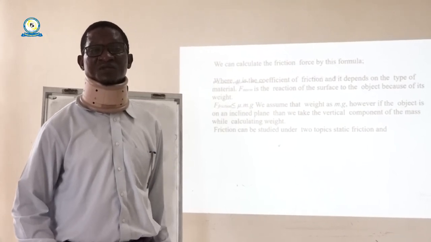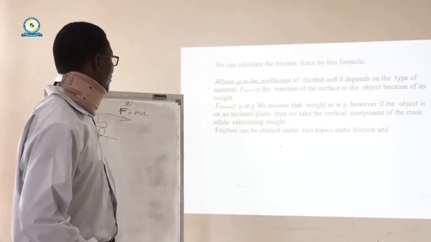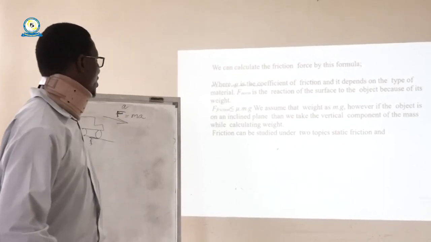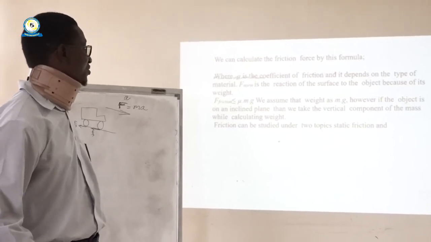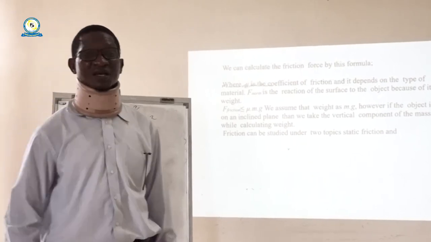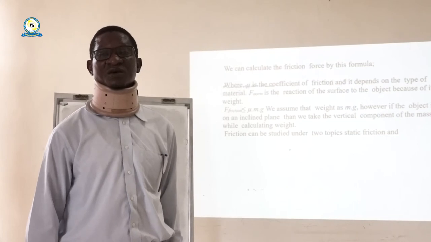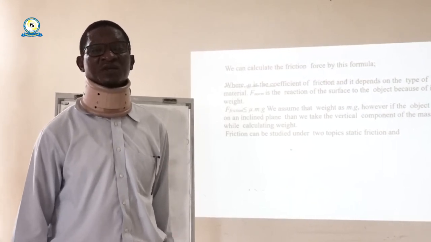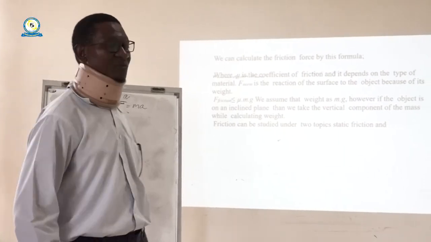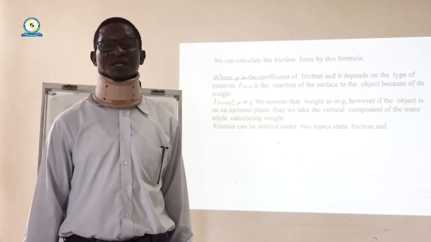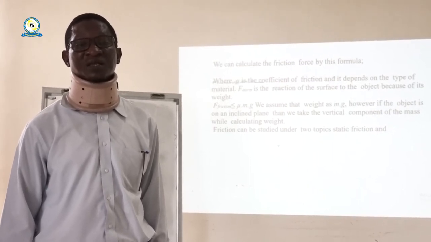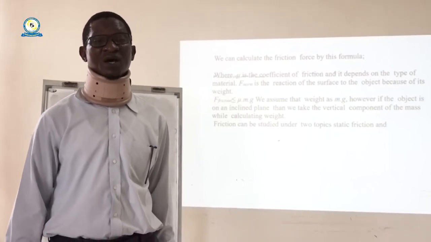You can calculate the friction force by this formula, where mu is the coefficient of friction and it depends on the type of material that we know. F normal is the reaction of the surface to the object because of its weight. F friction is less than or equal to mu mg. We assume that weight is mg, however, if the body is on an inclined plane, then we take the vertical component of the mass while calculating weight.